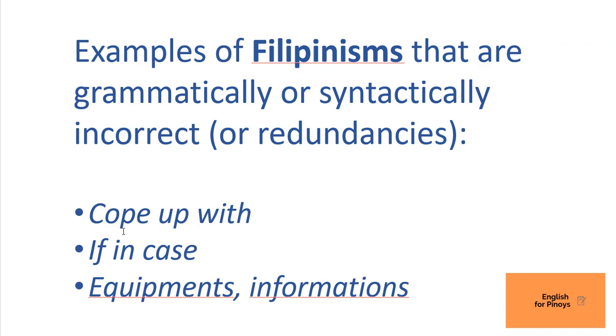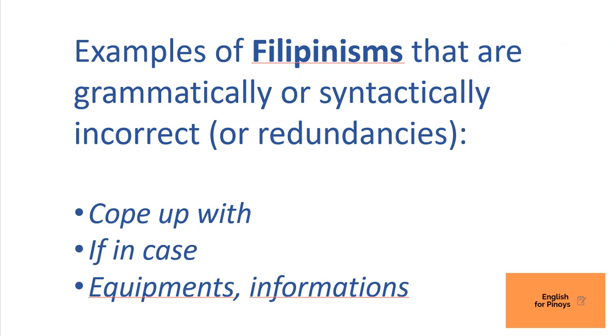If in case is also a redundancy, right? If you come to think of it, if is also the same as saying in case. So if you come, in case you come. If it rains, in case it rains. So if in case would be just a repetition of the same term. So that's a redundancy. Equipments, of course, informations, they're not correct. The reason being, equipment is a non-count noun. It doesn't have a plural form, and therefore there's no S form. Same with information. So we'll talk about that more when we discuss count and non-count nouns.